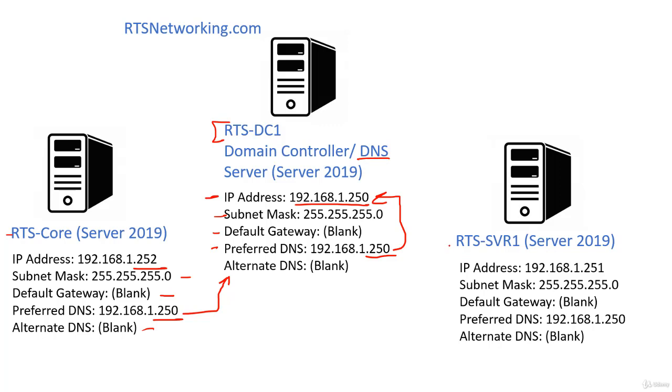The last machine I'm going to use is RTS-serve1. That is going to use an IP address 192.168.1.251, subnet mask, no gateway, and the DNS server will also be the IP address of RTS-DC1, just ending in 250. And no alternate DNS either. So that is the IP layout that we're going to use throughout the course.